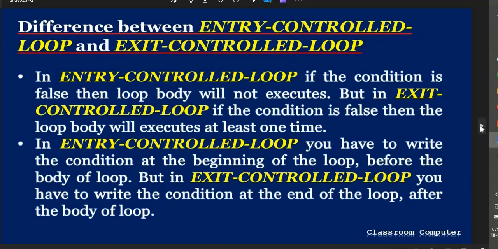Let's see some differences between entry control loop and exit control loop. In an entry control loop, if the condition is false, then the loop body will not execute, but in an exit control loop, if the condition is false, then the loop body will execute at least one time. We already saw this a few minutes before in the do while loop. In an entry control loop, you have to write the condition at the beginning of the loop before the body of the loop, but in an exit control loop you have to write the condition at the end of the loop after the body of the loop. You can see this in the do while loop, the syntax and the program.